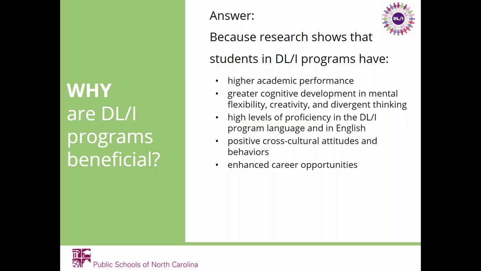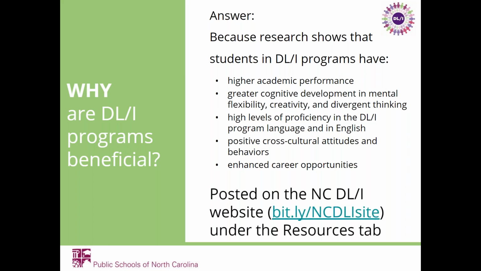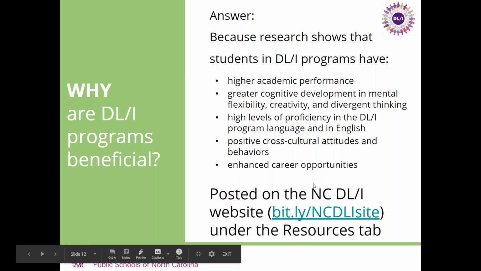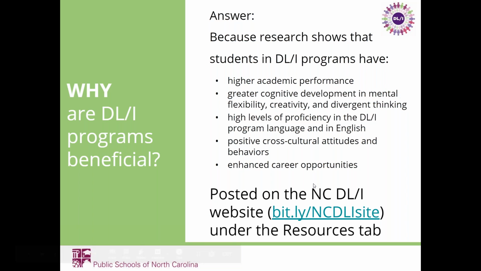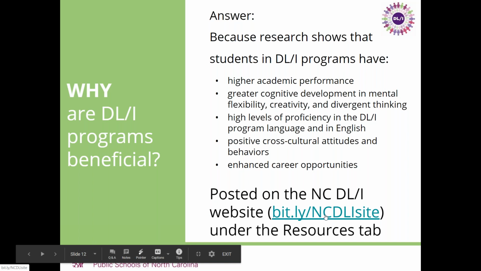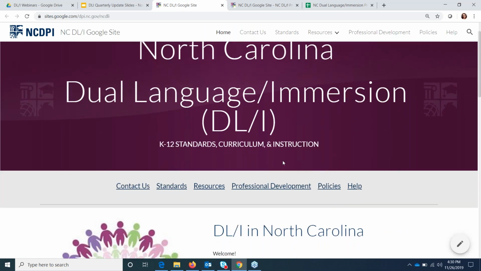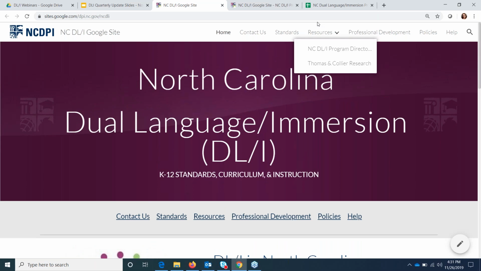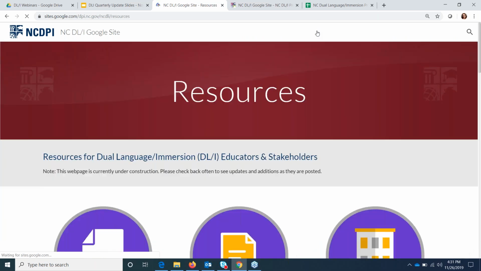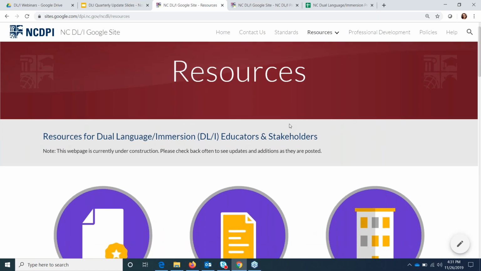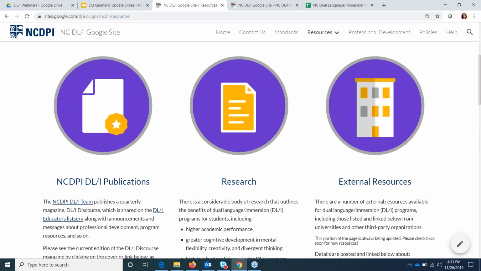So let's talk more about these benefits and the actual research that we have on the DLI web pages for you. We do have on the DLI website, and I'm just showing you here the regular bit.ly link we have, NCDLI site will take you to the home page, and again, under the resources tab, we have a lot of information about research. So we'll go out here again. This is our main landing page, and if you just click on resources itself, you'll see that in the middle of the page, we have a whole section just on research about DLI.